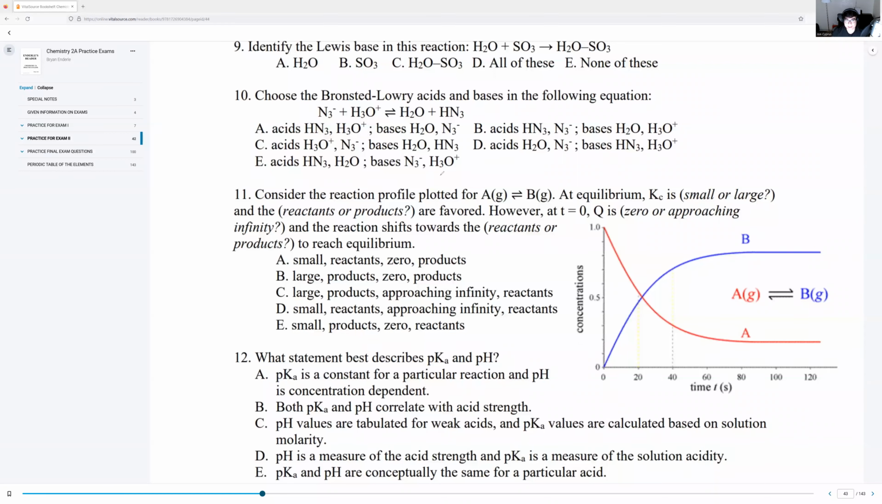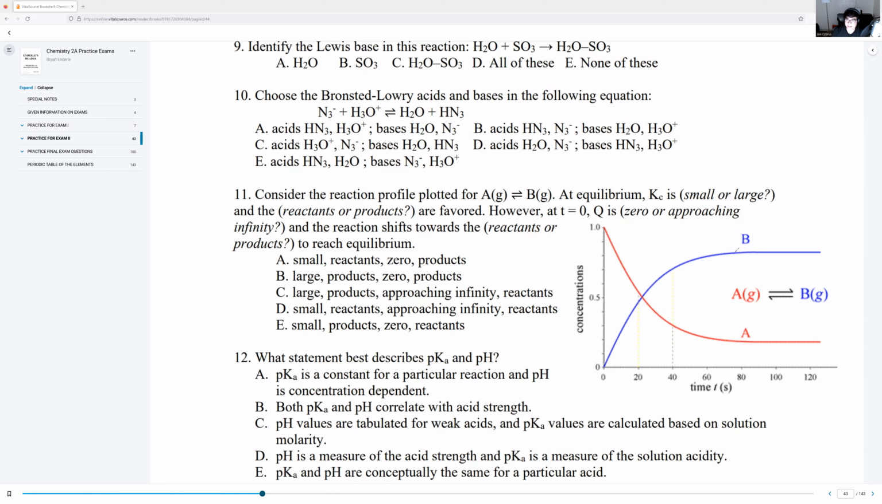So consider the reaction profile plotted for A versus B. At equilibrium, is K small or large, and are the reactants or products favored? However, at T equals 0, what is Q, and which way does the reaction shift? All right, so let's figure out the Kc first. It says at equilibrium.